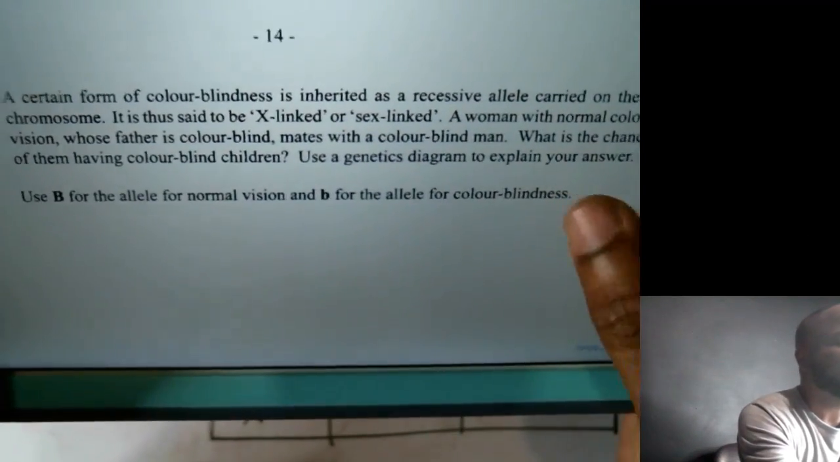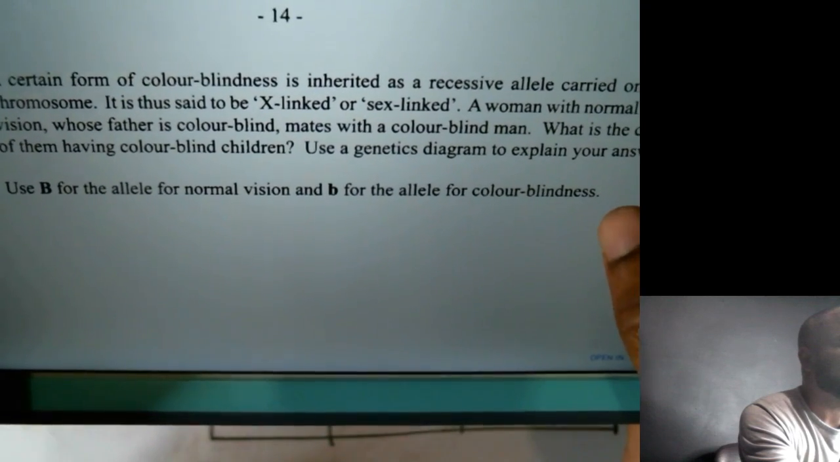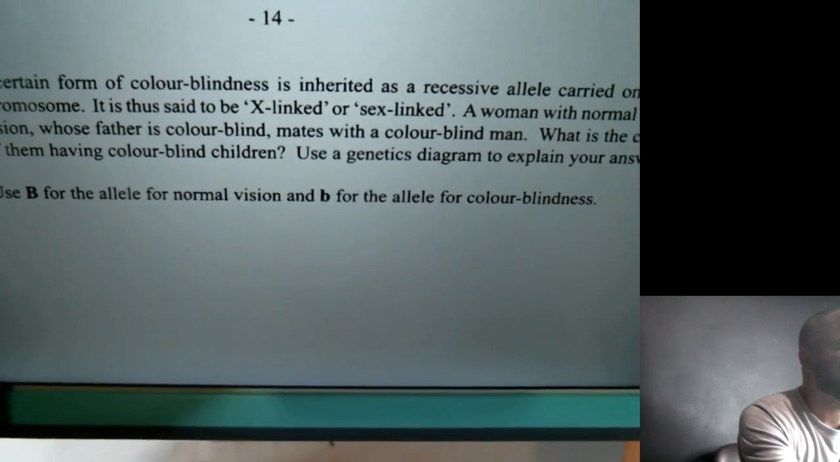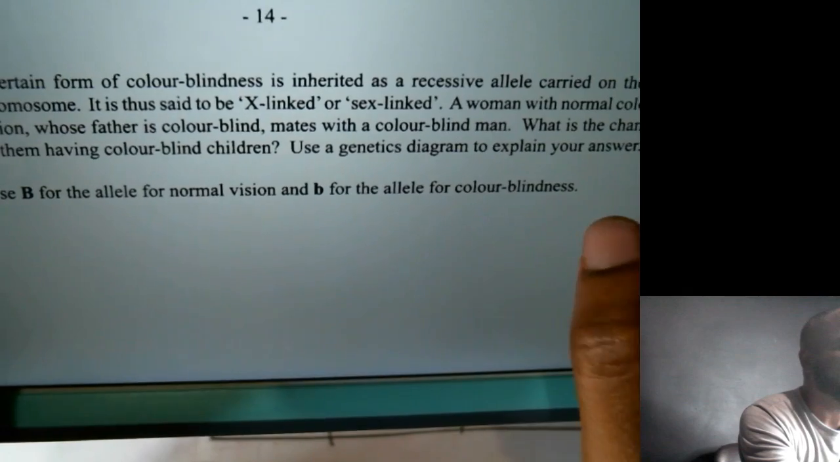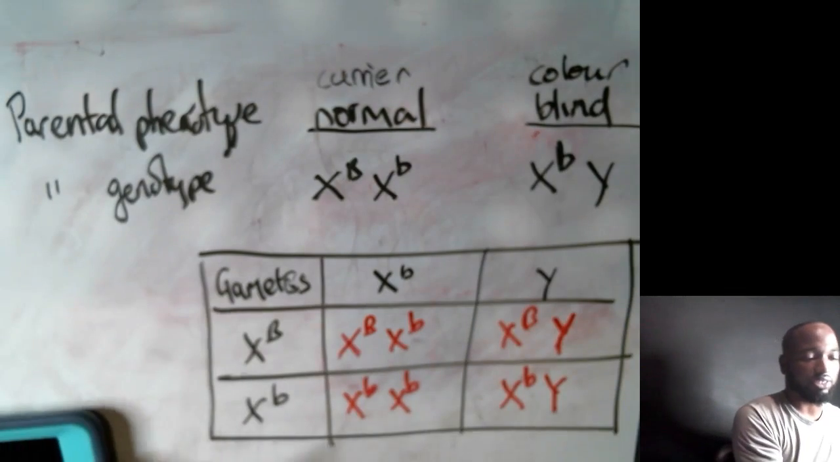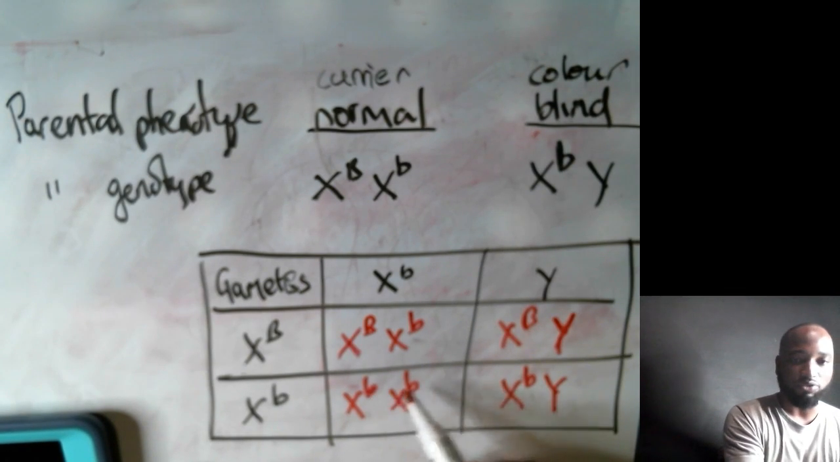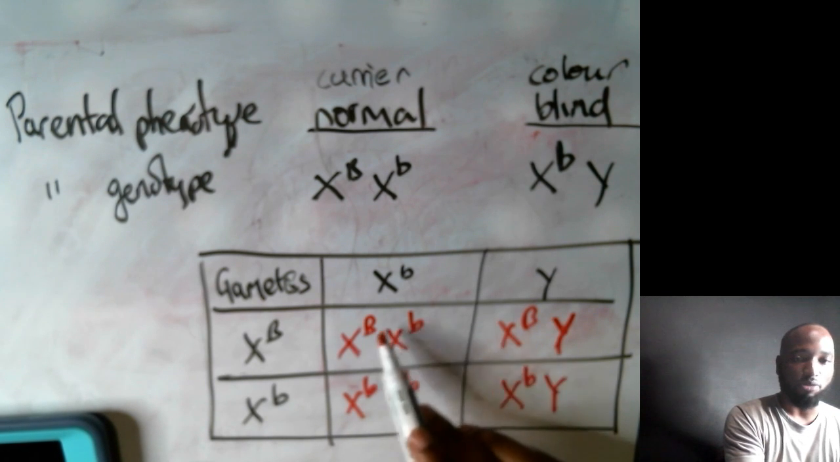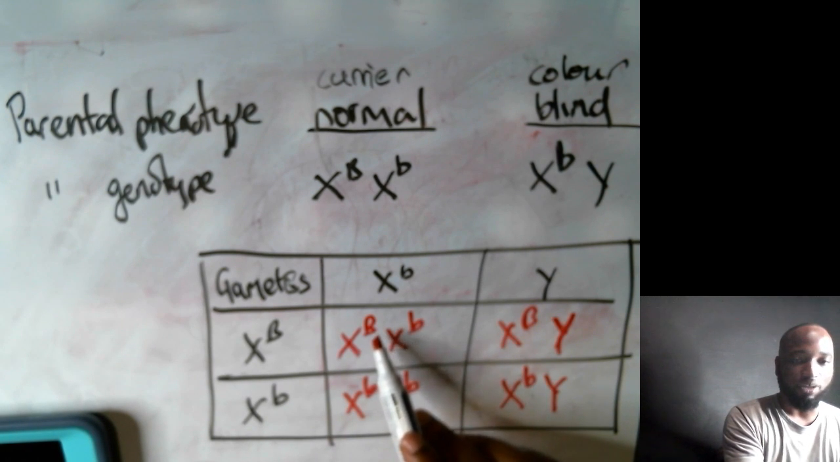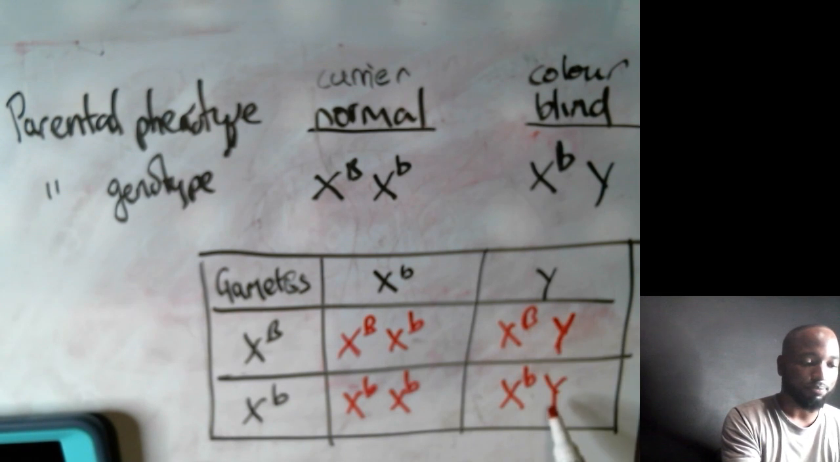You use a genetics diagram to explain what is the chance of them having colorblind children. Use B for the allele with normal vision and b for colorblindness. Well, we need to see. This person will be colorblind because they have two of the recessive. This person will be normal vision because they have one dominant. So this will show which is normal. This person is normal.